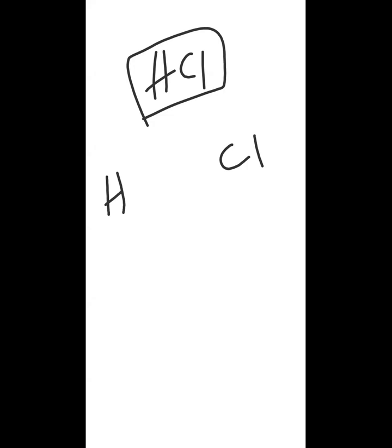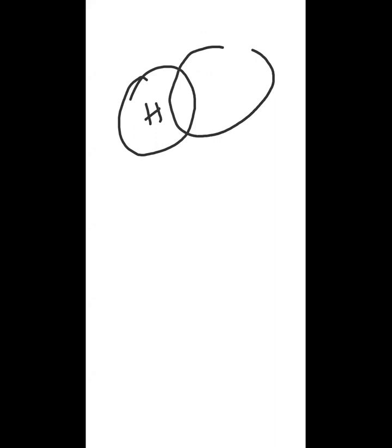But how can it be broken down? How is HCl made? This is hydrogen and this is chlorine. Hydrogen has only one electron, which is being shared with the chlorine. Chlorine has 7 electrons, from which only one is being shared with the hydrogen. This is HCl. If I ask you to break it, how can you break it?